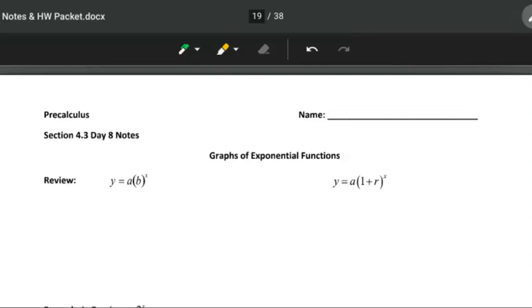Notes. It talks about graphs of exponential functions. So first we're just going to review how to write an exponential function. There's two ways. y equals a times b to the x.